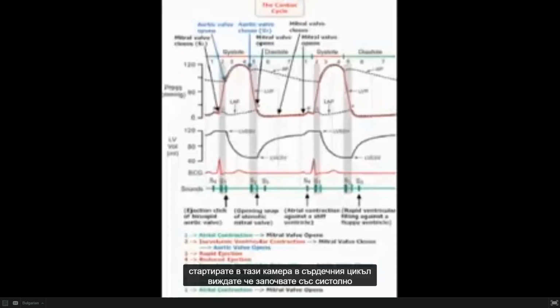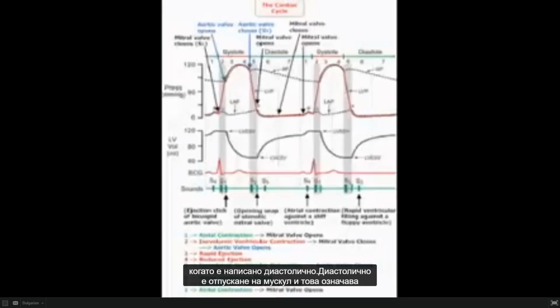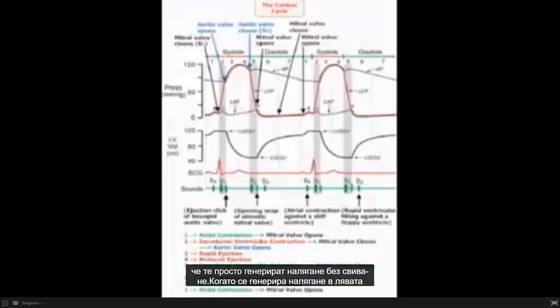So when you start on that chamber in the cardiac cycle, you see you start with systolic, but actually because of the movement of the muscles, we are supposed to look at the relaxation state. So put your attention on where it is written diastolic. Diastolic is relaxation of a muscle, and this means they just generate pressure without contraction. It means isometric generation of pressure.